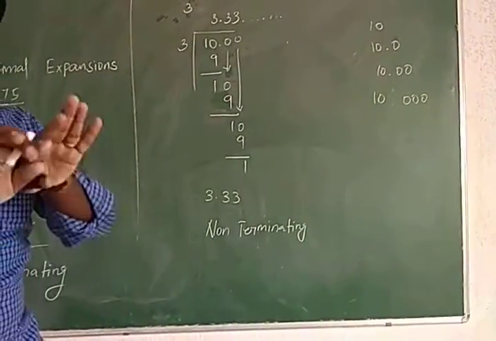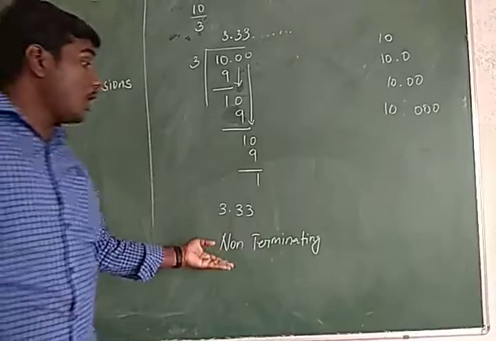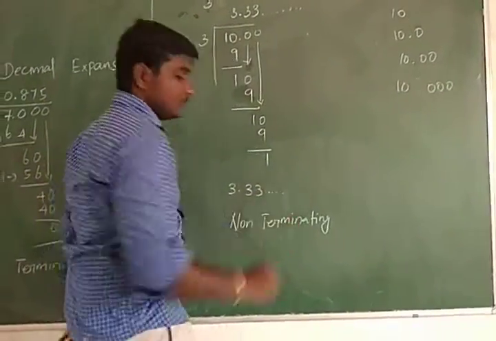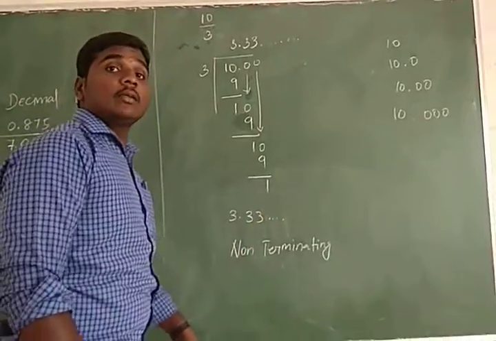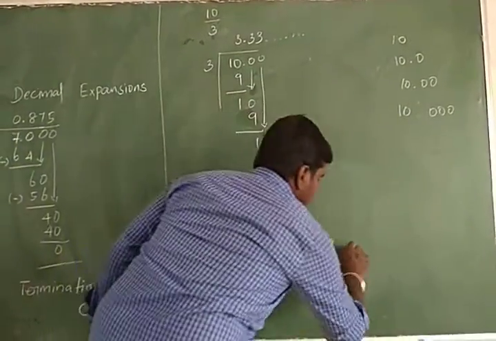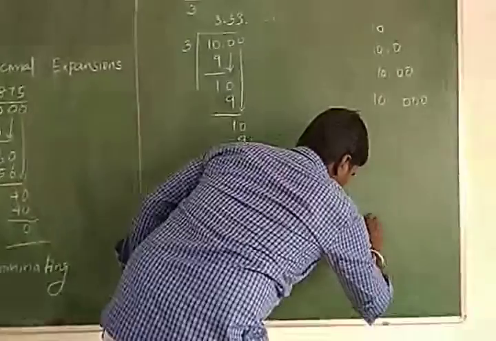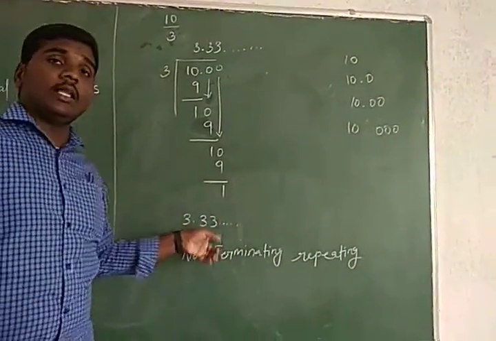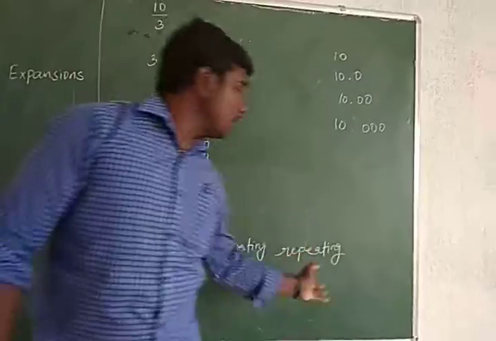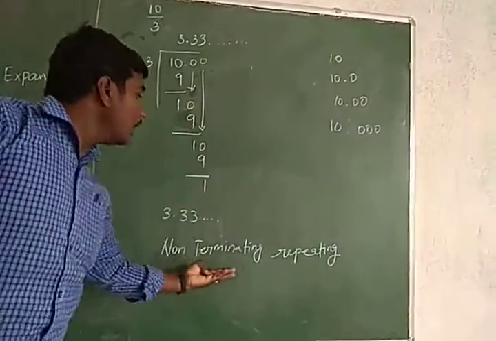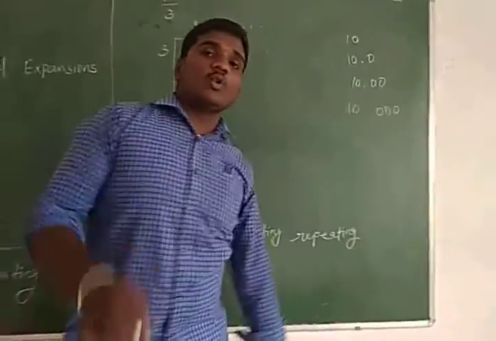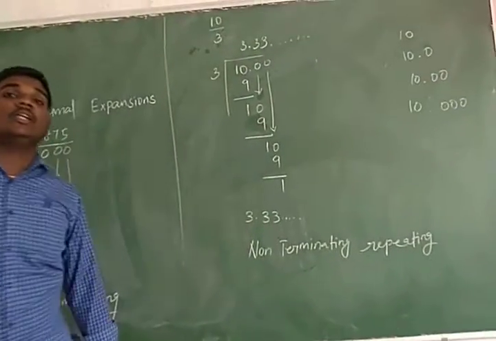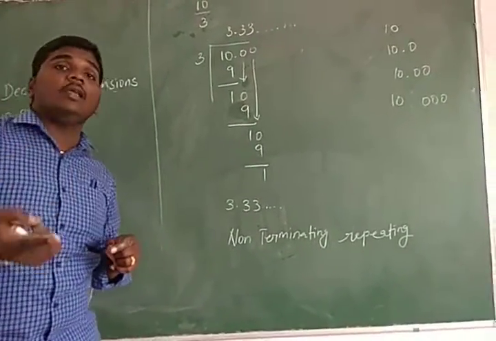Non-terminating. Terminating means finite. Non-terminating means infinite. Okay, non-terminating but repeating: the same block repeating, 3 3 3 3 3 3 3 3. So for a rational number, the decimal expansion is non-terminating, repeating.